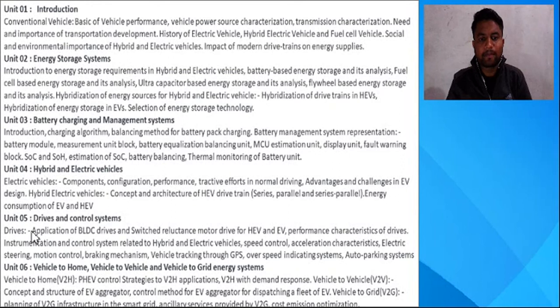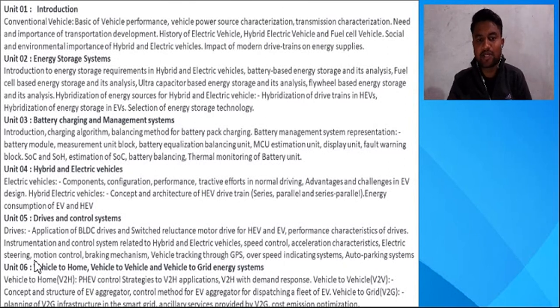Now unit 5 consists of drives and control systems. Drives required to control the EV, that is, application of BLDC drives and switch reluctance motor drives for hybrid electric vehicles and electric vehicles. Performance characteristics of drives, instrumentation and control system related to hybrid and electric vehicles, speed control, acceleration characteristics, electric steering, motion control, braking mechanism, vehicle tracking through GPS, overspeed indication system and auto parking systems.